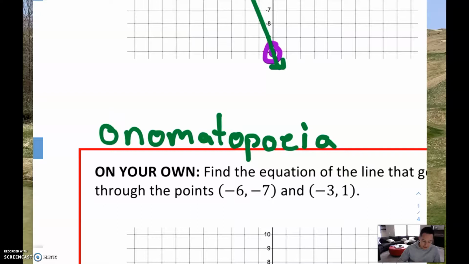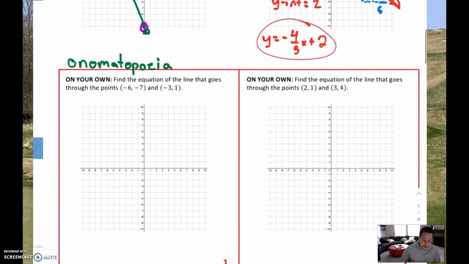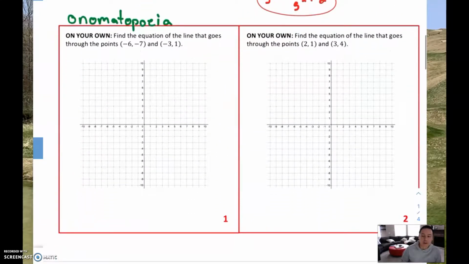Onomatopoeia, onomatopoeia. Go ahead and try the next 2 on your own, and then when you are done, come back, and then we'll make it a teeny tiny bit harder. Not that much though. So go ahead and pause the video now.